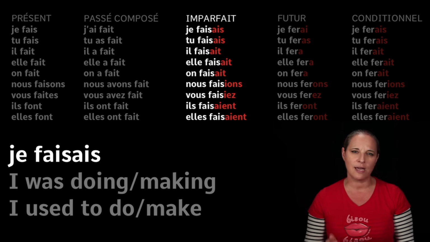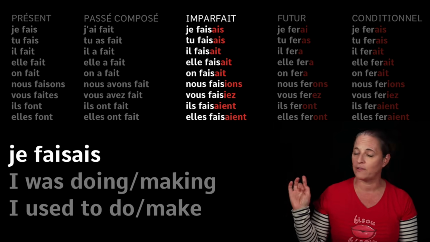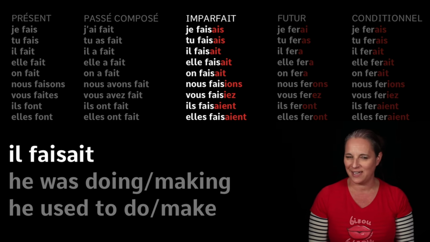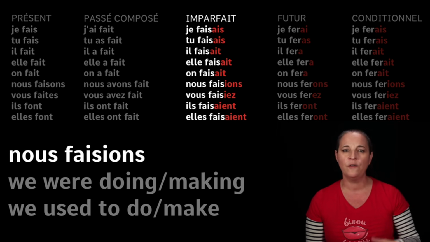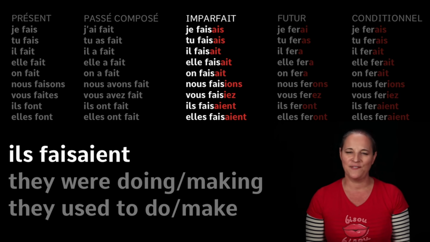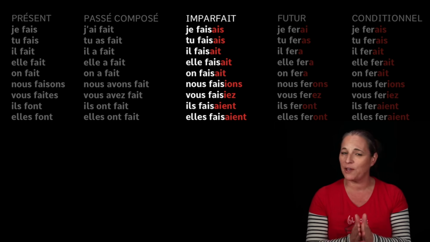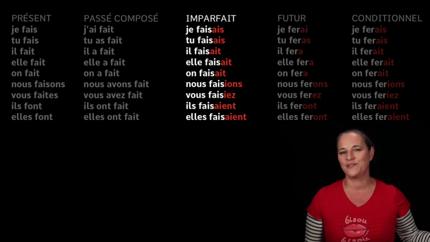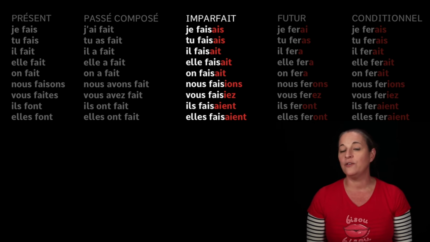What you need to know is what the endings of the imperfect are. For je, it's ais. For tu, it's ais, and so on. So, have a look. Je faisais, tu faisais, il faisait, elle faisait, on faisait, nous faisions, vous faisiez, well done. Okay, so conjugating a verb in the imperfect tense is not as hard as you think, as long as you know the stem, which comes from the nous form of the present tense, and the endings of the imperfect. Let's have a look now at the future tense.